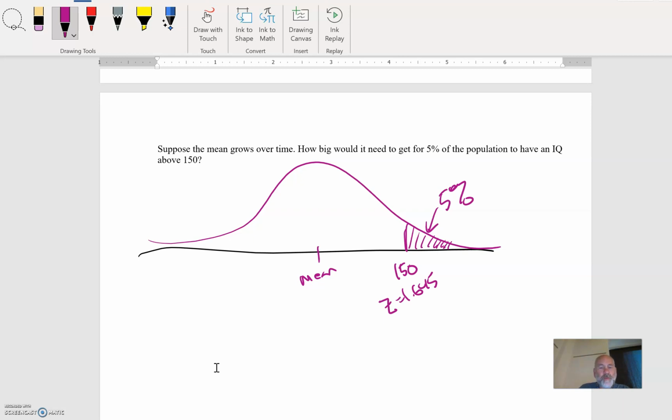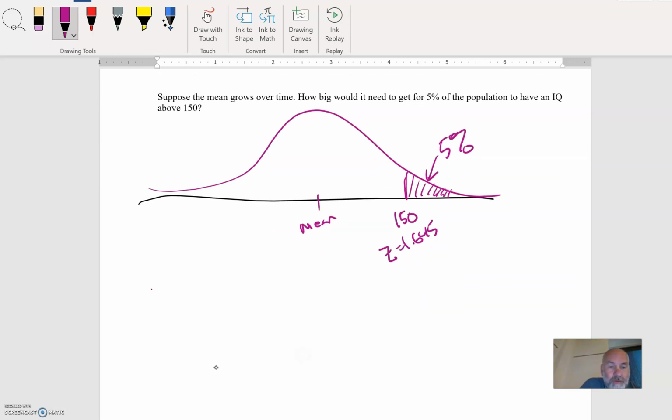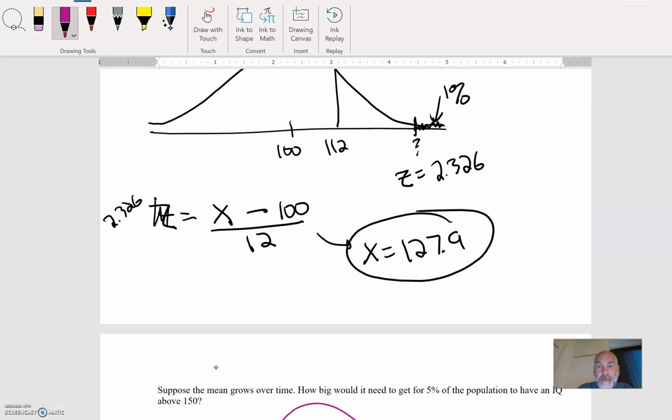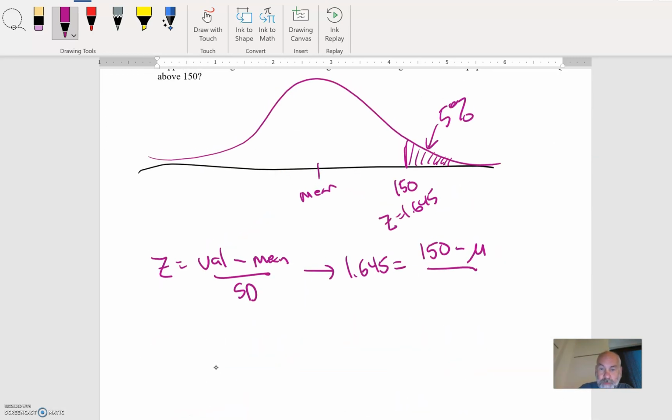Well, then we're supposed to use the z formula. So z equals value minus the mean over the standard deviation. What do I know? Well, I know the z-score, 1.645 equals. This time I know the value. I want 150 to be the value, the IQ value that we're talking about. The mean is what I don't know. And I know the standard deviation is the same as it was before, so the standard deviation is 12.